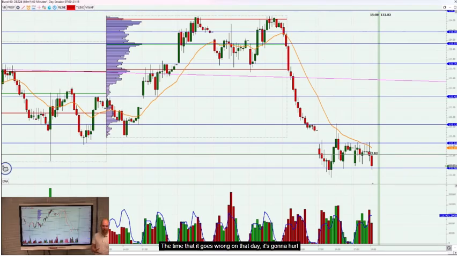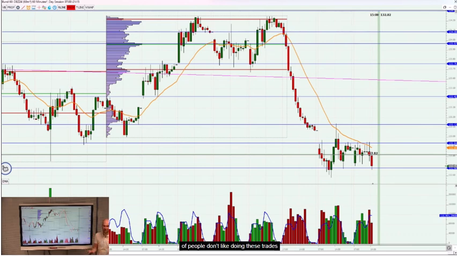The time that it goes wrong on that day, it's going to hurt. And you have to do it with a reasonable amount of size to make it worth it. If you're going to take 10 ticks out of the bund, you've got to do it on at least 5 lots to make it worth doing that. If that goes wrong, that's going to cost you €750. It probably won't, but one day it will. And so that's the bit.